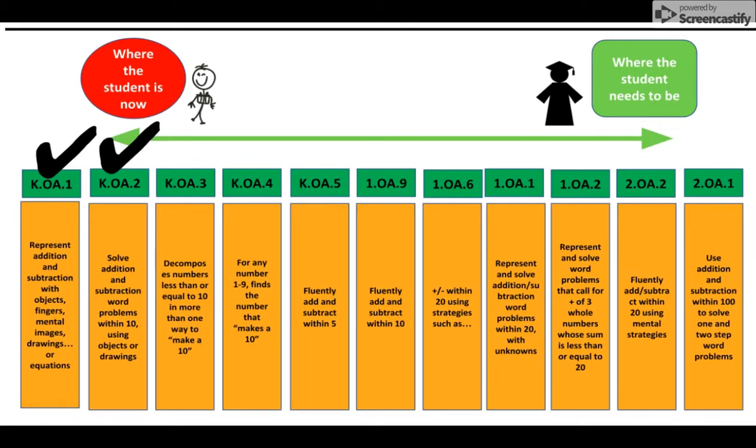This graphic shows the progression of skills from kindergarten through 2nd grade in the domain of operations in algebraic thinking. As indicated, Eli is able to represent addition and subtraction with objects, fingers, mental images, and drawings, and he can solve addition and subtraction word problems within 10 using objects or drawings. From there, I have a clear path or progression to follow to move Eli from where he is now to where he needs to be at the 2nd grade level.